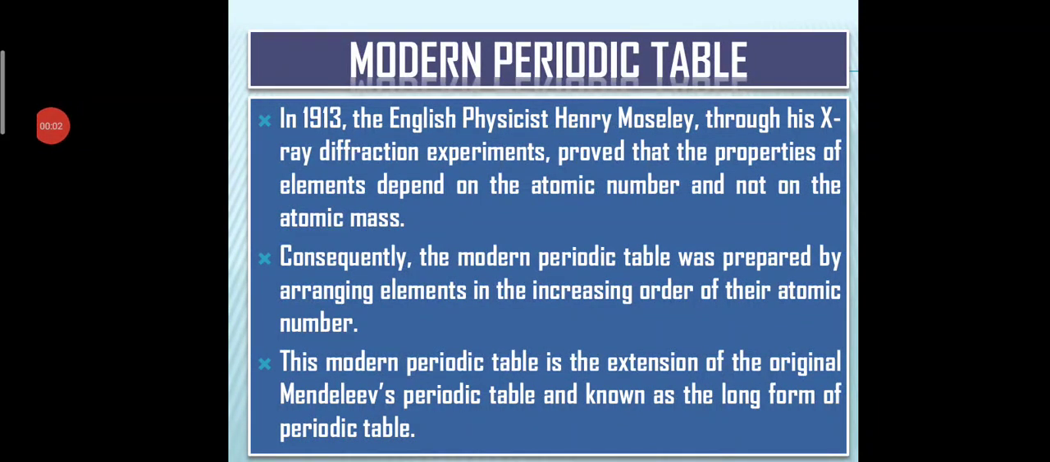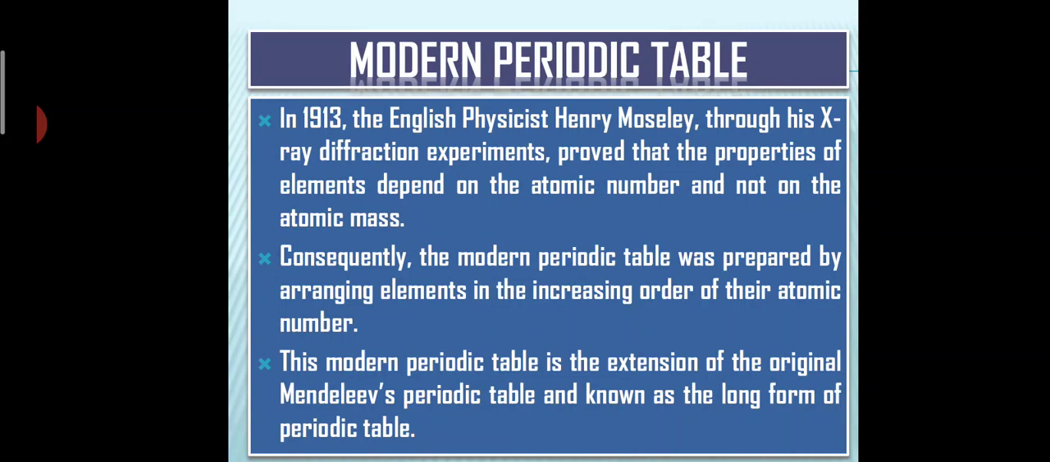Moving on to the next idea. So all those were the early concepts. Now we are coming into a modern era, which is our modern periodic table. This was introduced in the 20th century, that is in 1913, by the English physicist called Henry Moseley.